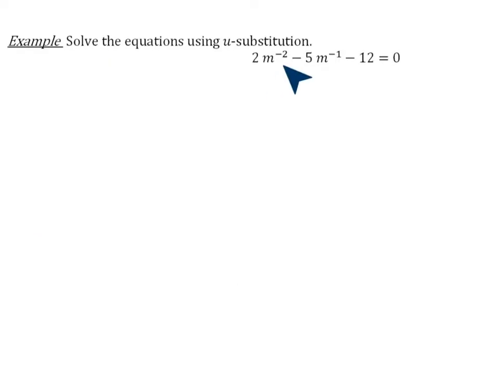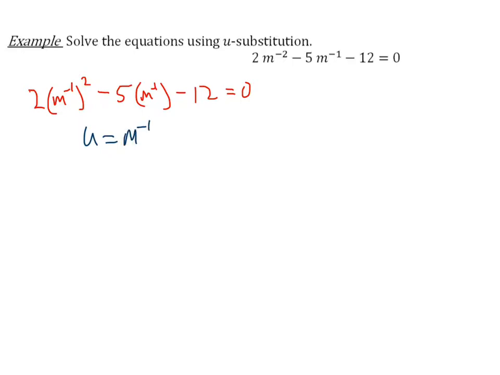Here's another situation with some negative exponents. We notice that this exponent is twice as big as this one, so that tells us it's in quadratic form. So we're going to need to rewrite it. We need something squared minus 5 times that same something minus 12 equals 0. And if we look carefully, we see that that something is m to the negative 1. Okay, and so now it's in quadratic form. We can see that our u value is going to be m to the negative 1.